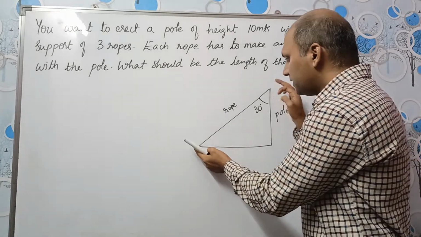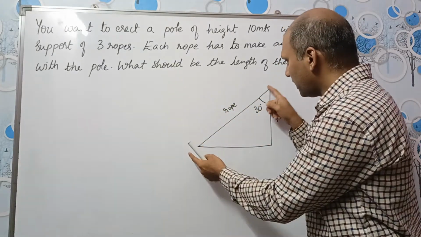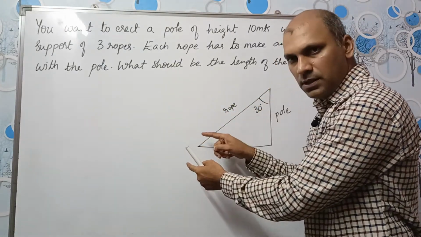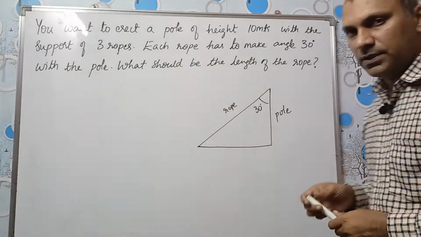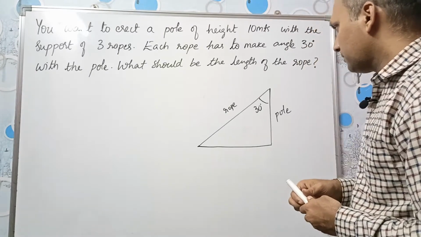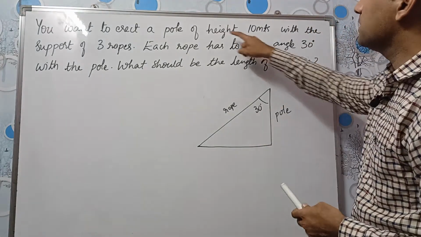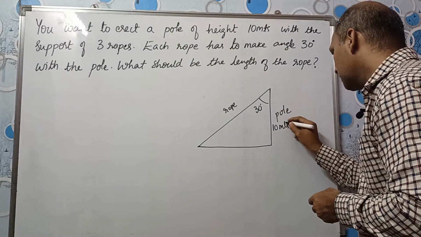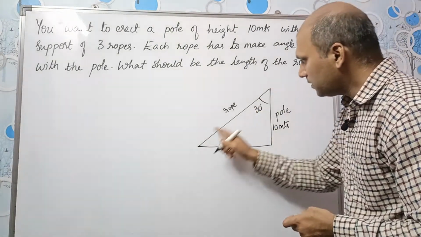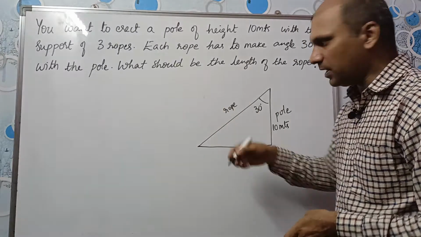Like this, we need 3 ropes. So first let us find the length of one rope and then we'll multiply by 3. We need to find the length of the complete rope, right? So what else is given? See, the height of the pole is 10 meters. So this is 10 meters given. We need to find the length of one rope and multiply by 3.